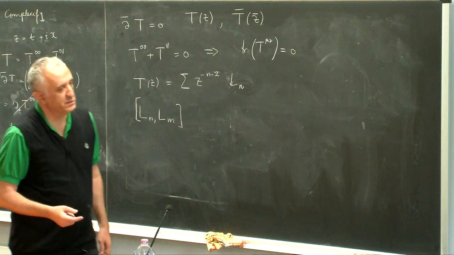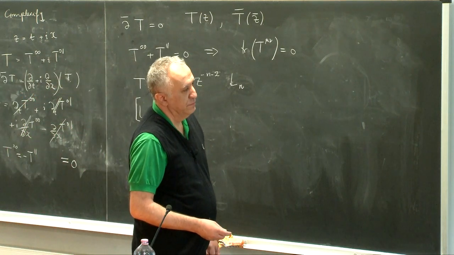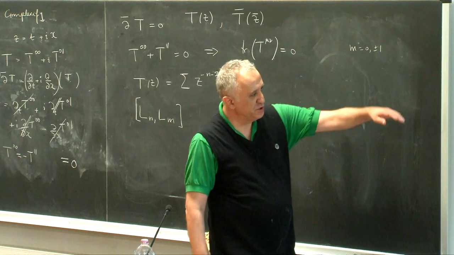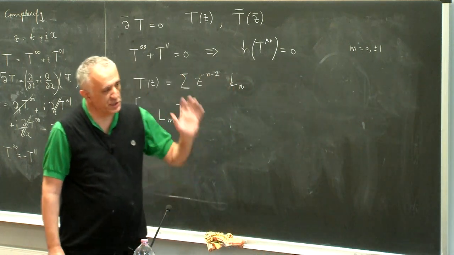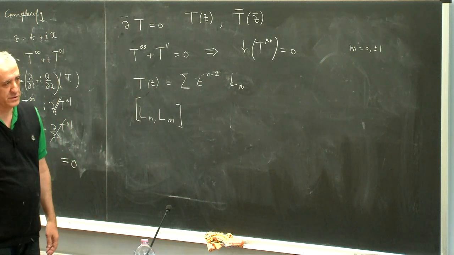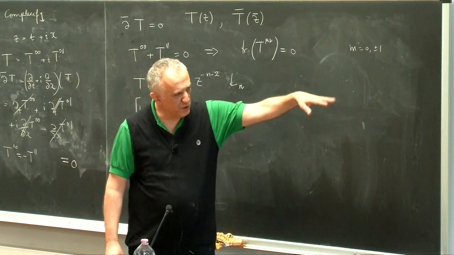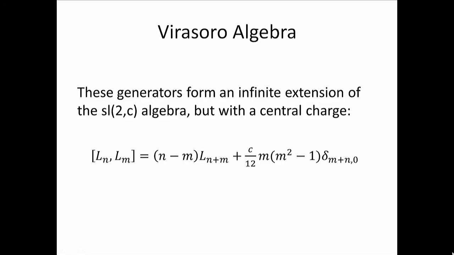Note that this extra term disappears. It's zero for m equal to 0, plus or minus 1. So it doesn't change the SL2C nature of it, but it does change the infinite-dimensional properties. How this comes about is, in fact, a complex calculation. I don't really want you to be able to derive this. It's just for you to see that the Witt algebra is actually extended to an algebra which has a term which is called the central term, because it's a constant and it commutes with all the generators of the algebra.